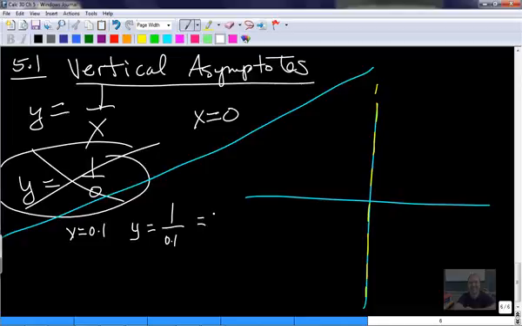1 divided by 0.1? Well, 0.1 is 1 out of 10, so the reciprocal of that would be 10 over 1. So that would be 10, is that right? So here's 1. So a tenth would be 10, so something really large. If x was 100th, you would understand that that yields a y value of 100. So as we draw closer, this is going way to infinity.